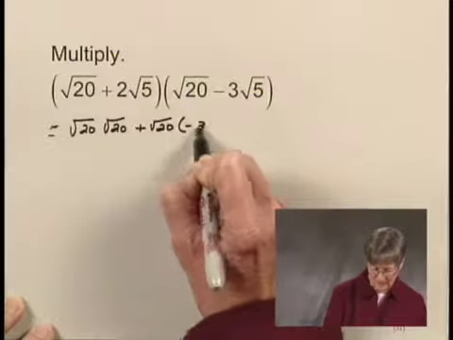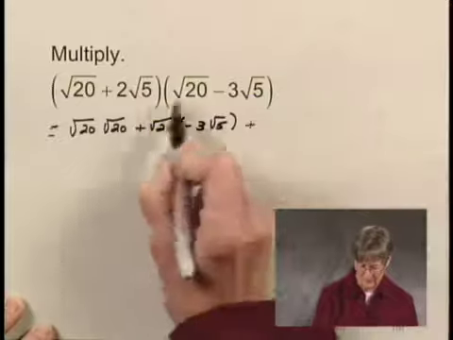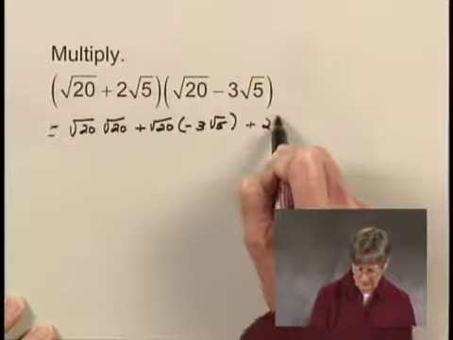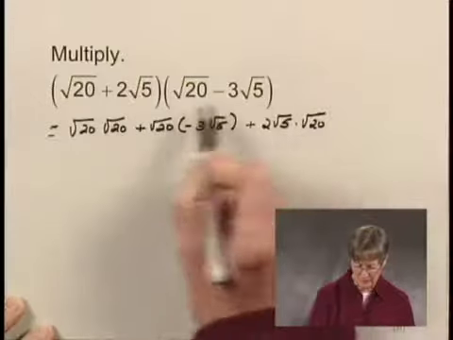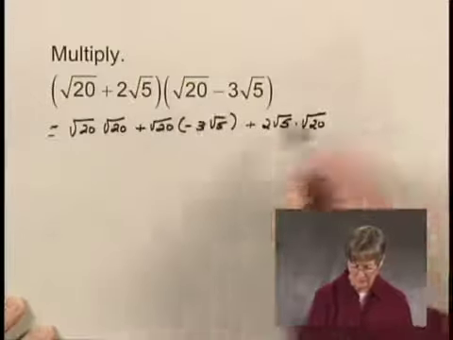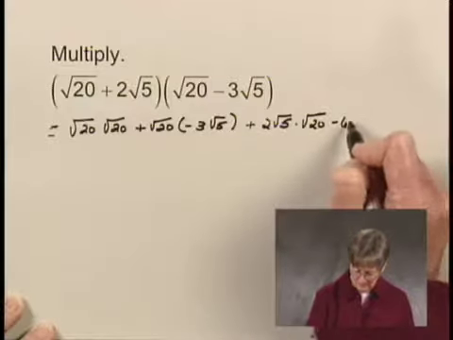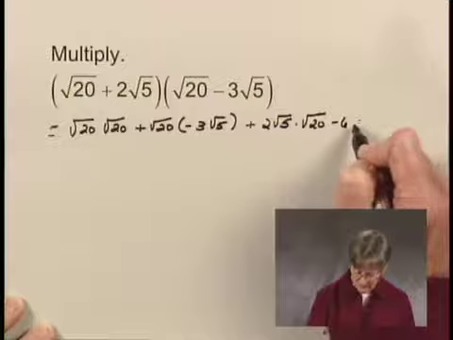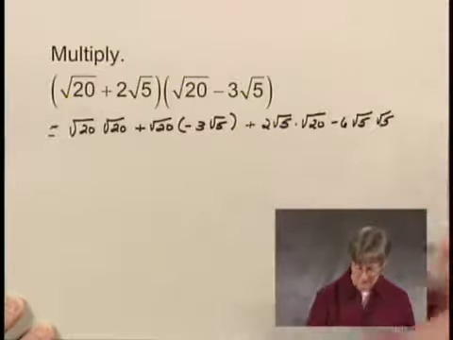and negative 3 times the square root of 5. The two inside terms gives us 2 times the square root of 5 times the square root of 20. And multiplying the last two terms, we get 2 times negative 3, negative 6, and we can write this as negative 6 times the square root of 5 times the square root of 5.